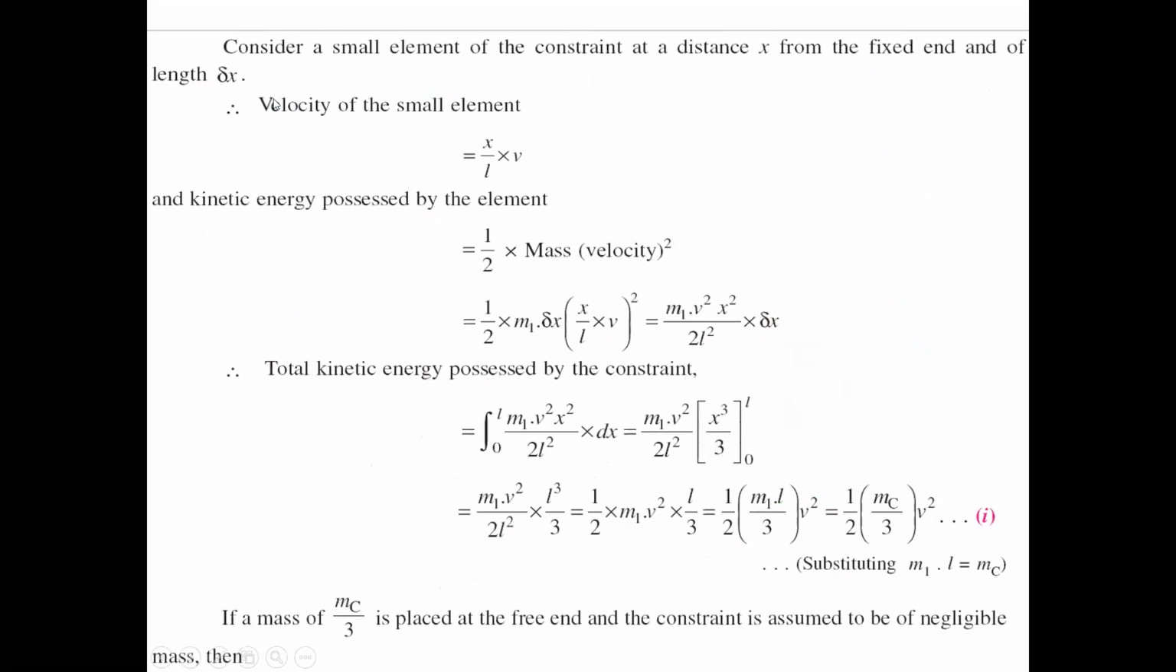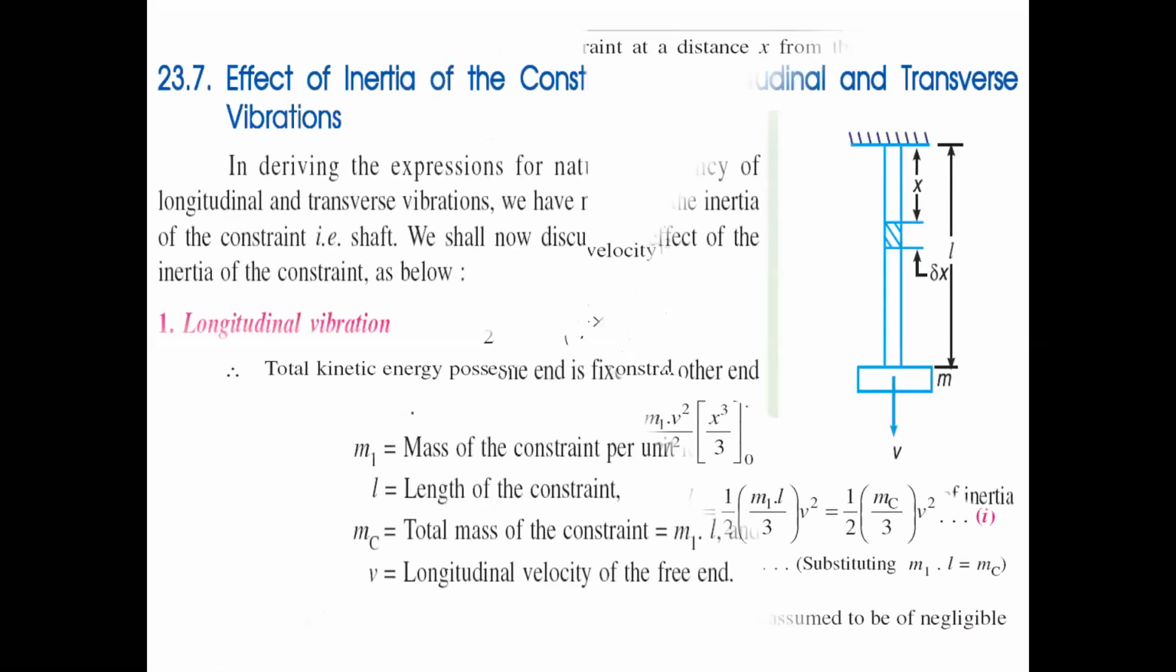Now observe that, consider a small element of the constraint at a distance x from the fixed end, and its length is delta x. Now we are going to find the velocity of the small element, the velocity of the constraint. How much is the velocity of the constraint? That is x by L into V. Just observe that, x by L into V.